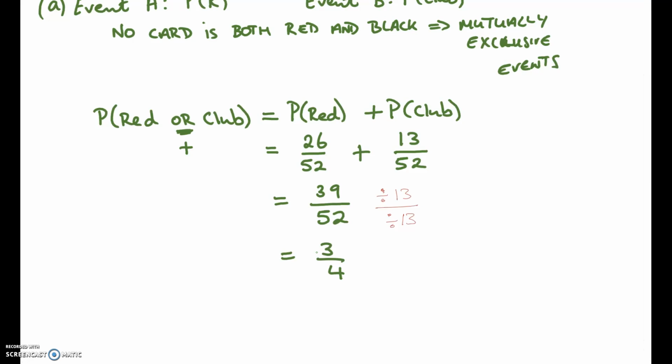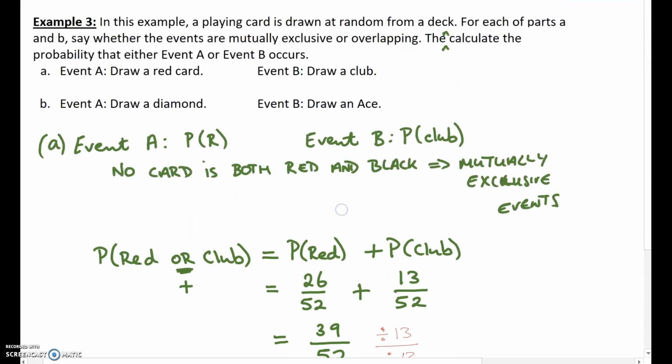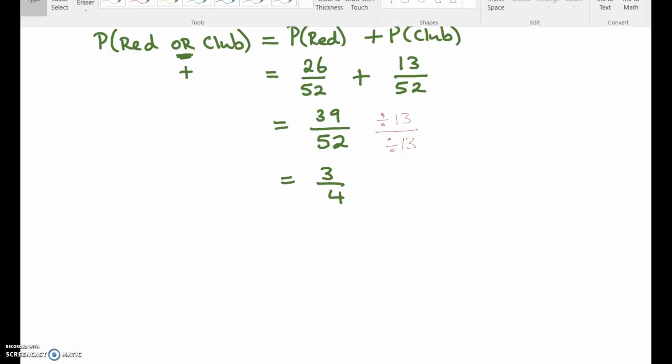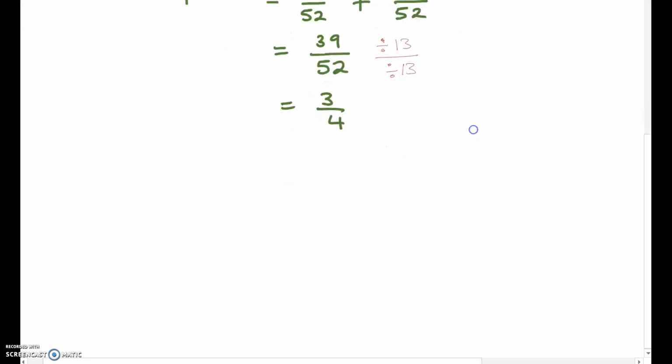Okay, let's go back to the rest of the question again. So in question B, we're trying to find the probability of getting a diamond or an ace. Well, there are aces of clubs, aces of spades, aces of diamonds, and aces of hearts. So this time around, question B, the probability of a diamond or an ace. Well, the ace of diamonds is in both categories.